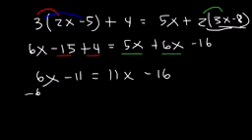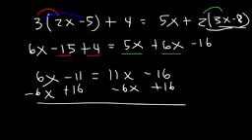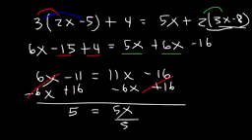Now let's subtract both sides by 6x, and let's add 16 to both sides. Negative 11 plus 16 is 5. 11x minus 6x is 5x. And 5 divided by 5 is 1. So therefore x is equal to 1.